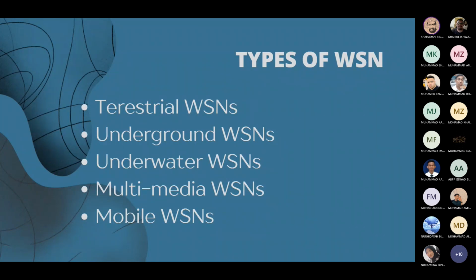The fourth will be the multimedia WSNs, where the function is to enable tracking and monitoring of events in the form of multimedia, such as imaging, video, and audio. And it is a very low cost sensor node equipped with a microphone and also a camera.